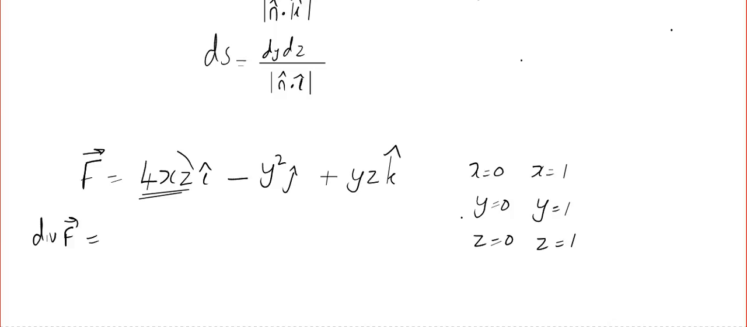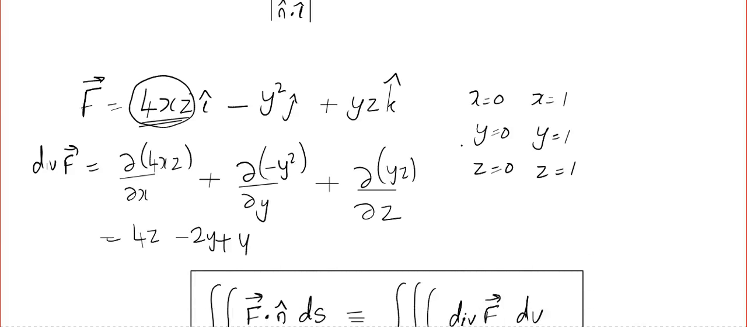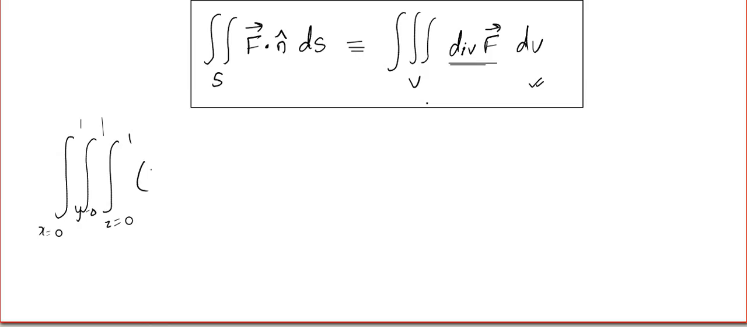Look at the first component, the i component, and differentiate it partially with respect to x. Plus look at the y component and differentiate it partially with respect to y. And look at the last component and differentiate it with respect to z. So that will be 4z minus y. Okay, now I'll plug in 4z minus y. Okay, we'll start integrating from x, y and z.